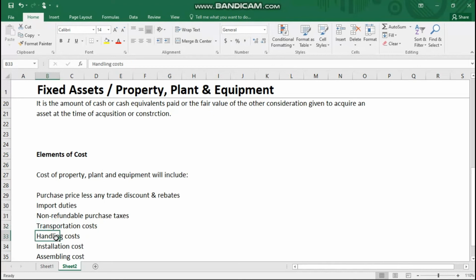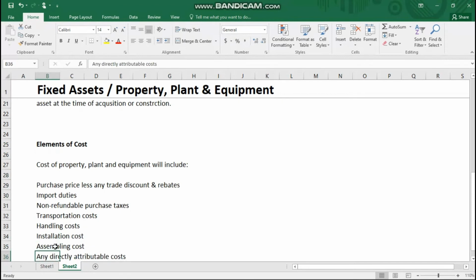And the handling costs, and similarly the installation cost. Once you have brought the machinery or plant to its intended location, then you will start installing it. That installation cost will become part of the cost of property, plant and equipment. And the assembling cost, like if you have brought the plant in different parts, then you will assemble it, so that will become part of the cost of property, plant and equipment.